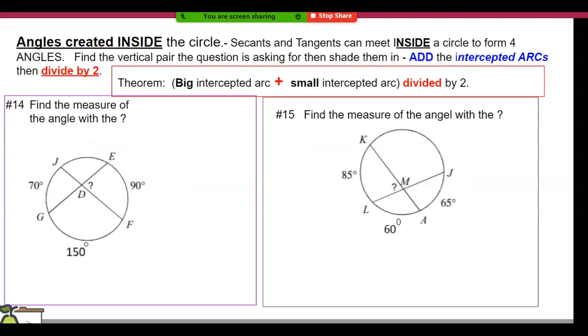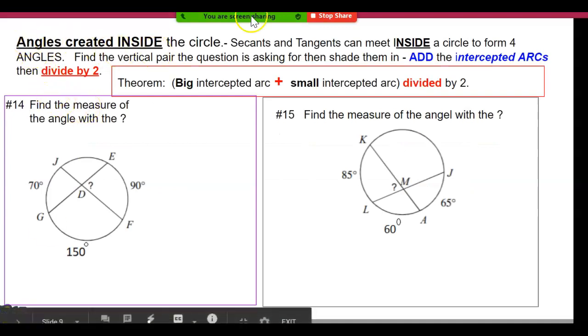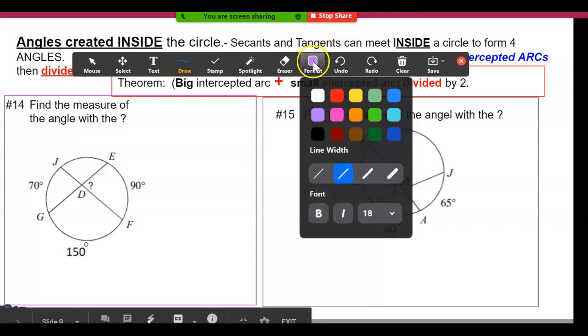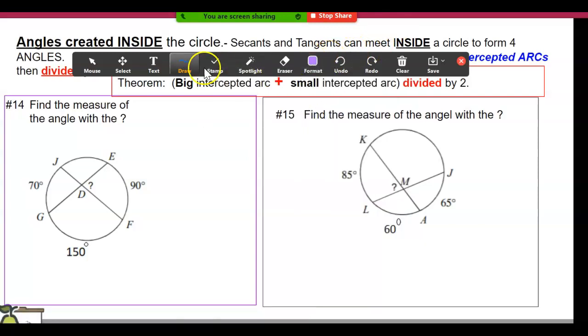Okay, last thing for today. We're going to talk about angles created inside the circle. So we just did outside the circle. Now we're going to do inside the circle. So notice I have two chords here, and they intersect right here at point D. So I make 4 angles. 1, 2, 3, 4. So the most difficult thing about this is deciding which angles they are talking about. Well, look, they gave me this arc, and then they put a question mark here. So they want these angles right here.